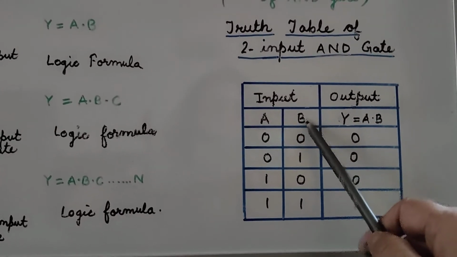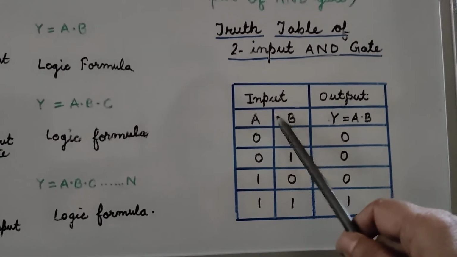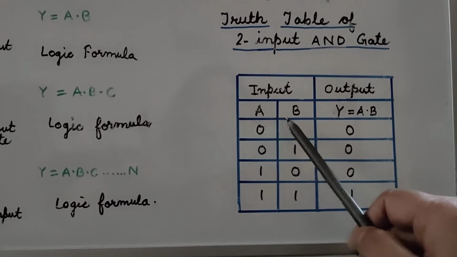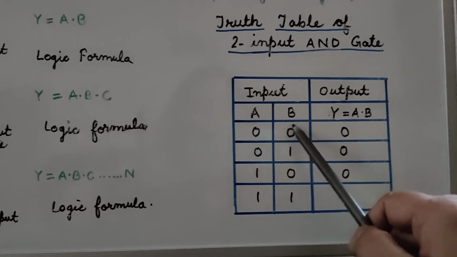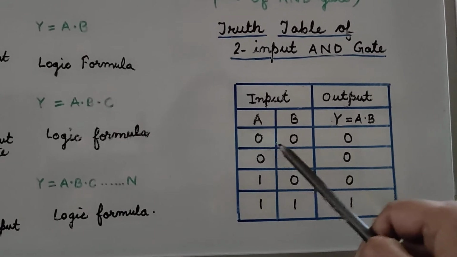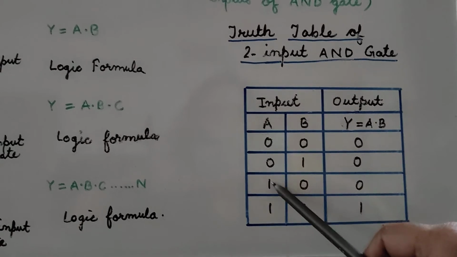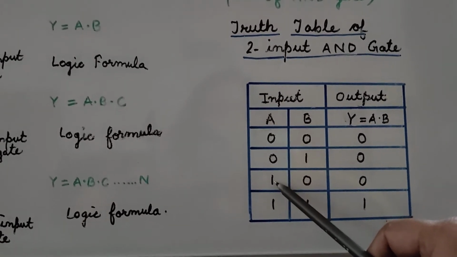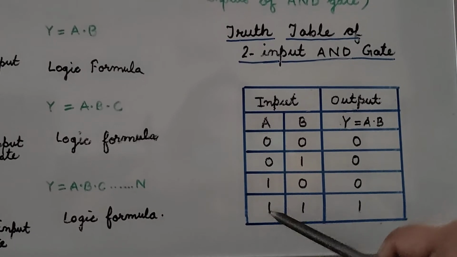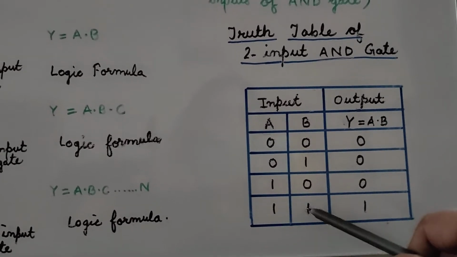Now the inputs A and B can have only 2 values because logic gates work on binary. So the value of A can be either 0 or 1. So the first possibility is that both the inputs A and B are 0. The second possibility is that the value of the input A is taken as 0 and the value of the input B is taken as 1. Similarly, the third possibility is if we take the value of A as 1 and B as 0, and the fourth possibility is when both the values of the inputs are high, that is when A is also 1 and B is also 1.